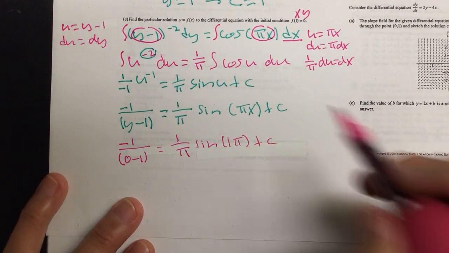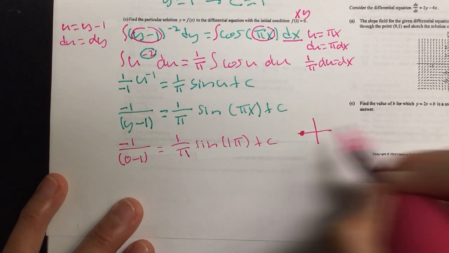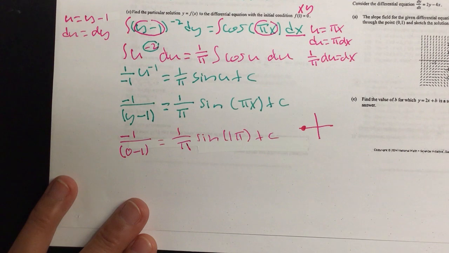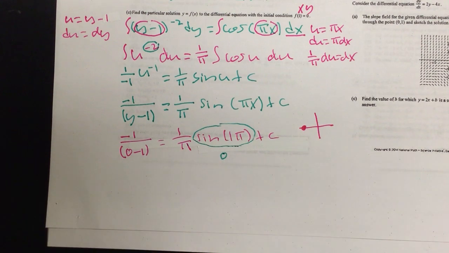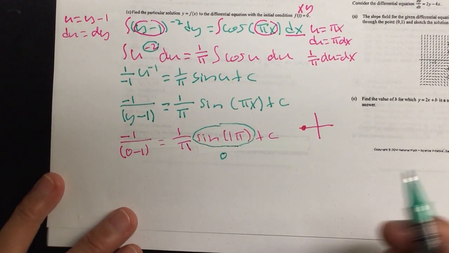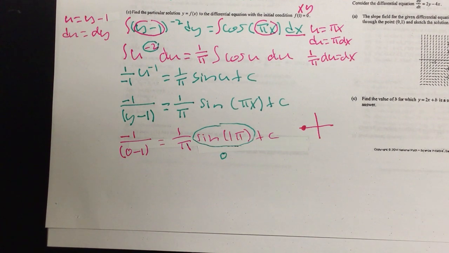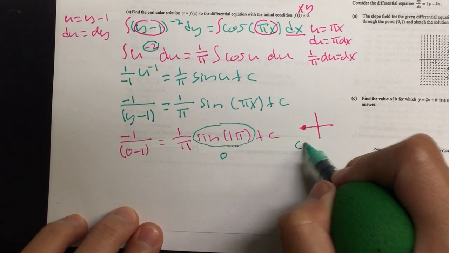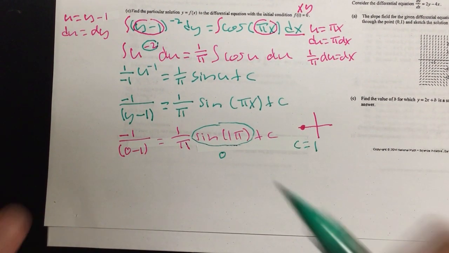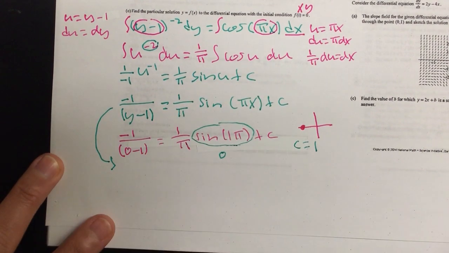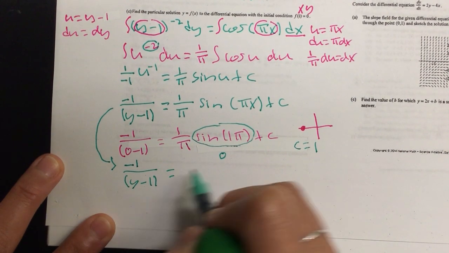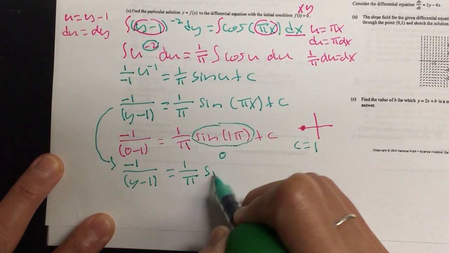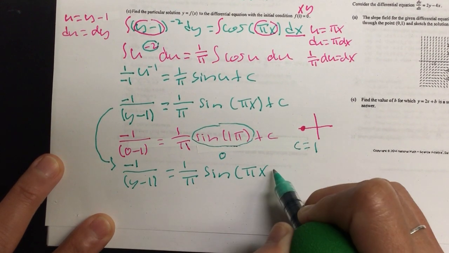So let's see what the sine of 1 pi is going to be. At this spot, is there an opposite movement? So we know all this is going to equal 0. So c is equal to how many then? 1. c is equal to 1. Do I need the c on this one? Yeah. So we know our c is equal to 1. Let's bring this one back here and plug everything back in. So we have negative 1 over y minus 1 is equal to 1 over pi, sine of pi x, and then plus 1.